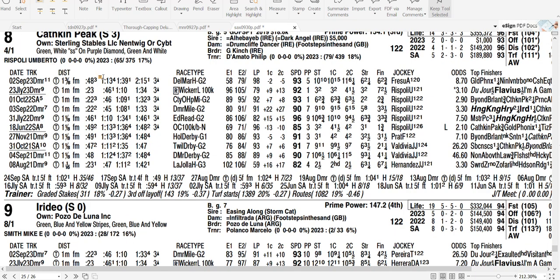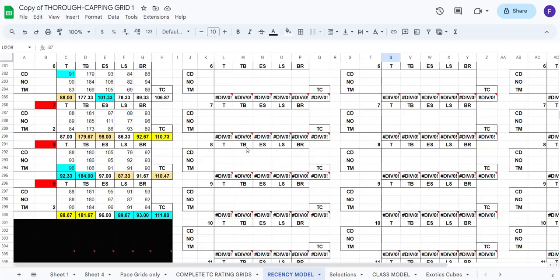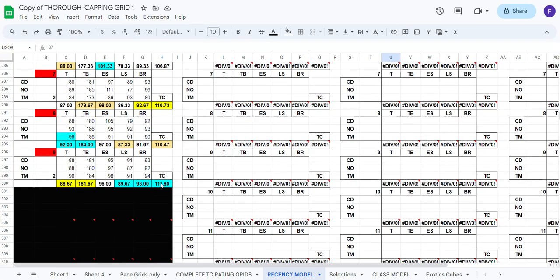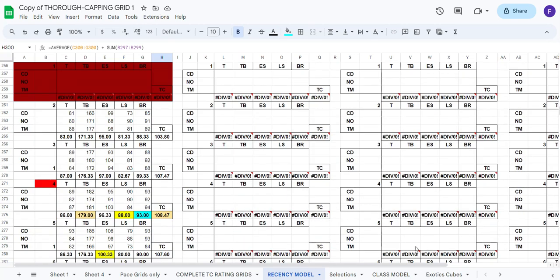Potential value here, 4 to 1. And then the 9 horse. Okay, 8 to 1 morning line. And as you see, the 9 horse is our top TC rating. And he's also showing up fairly well elsewhere. Okay, so that's the 4 hand-picked races from Santa Anita tomorrow, September 30th. We'll see how they go.